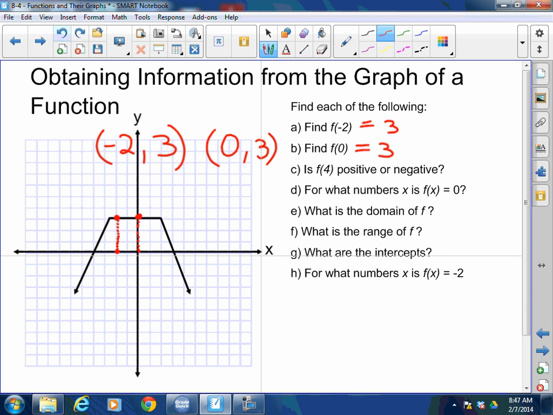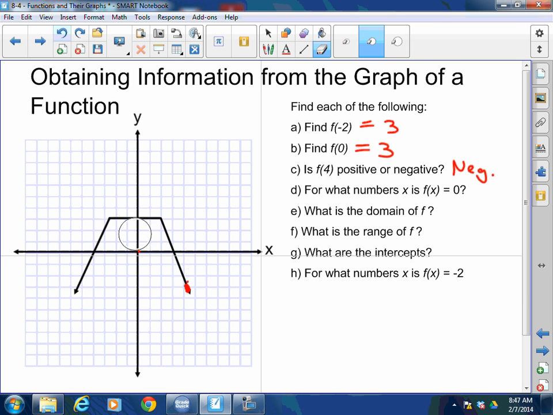Is f of 4 positive or negative? Okay. Go to when x is 4. When x is 4, it's over here, right? So I go down, and it attaches to a negative y value, correct? So that's negative.